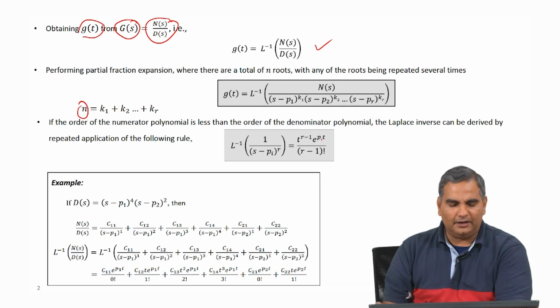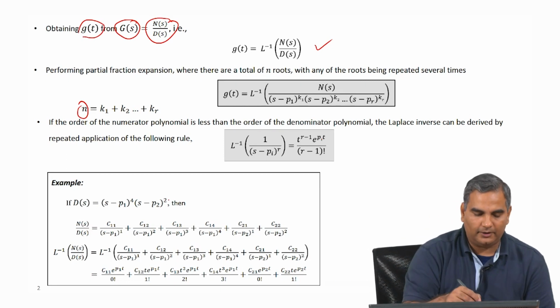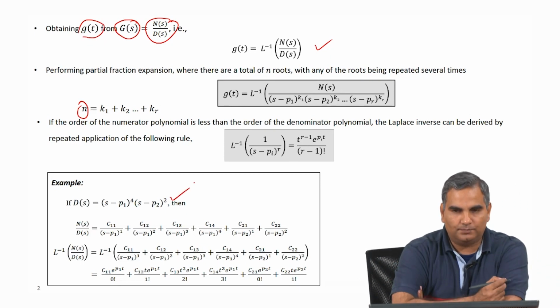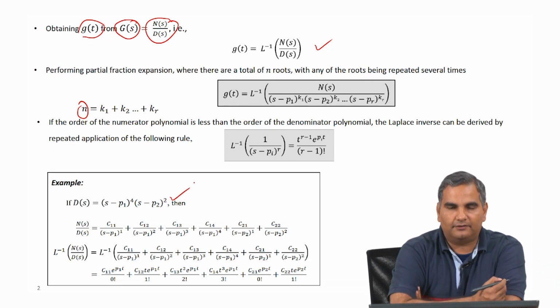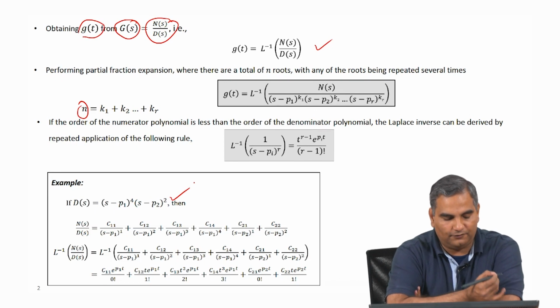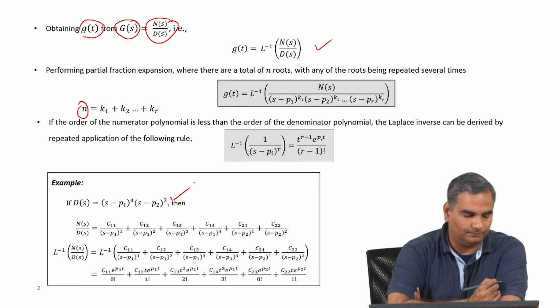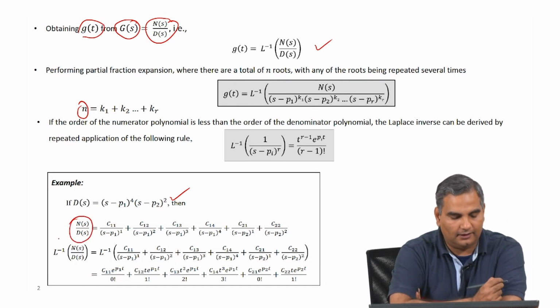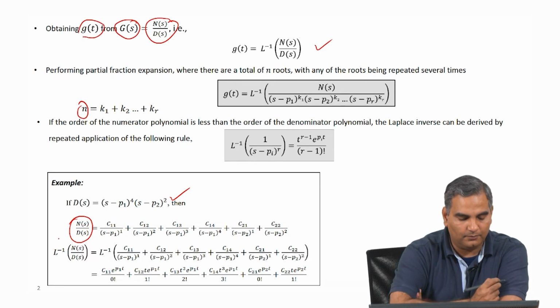Now, let me illustrate this with, let us say, a denominator polynomial. Let us assume it is of this form here, where there are two roots P1 and P2. The first root is repeated 4 times and the second root is repeated 2 times. So, that basically says that this is a 6th order polynomial, which can be written in this form, (s minus p1) to the power 4 times (s minus p2) squared, if we make the leading term 1. Now, any Ns by Ds can be expanded if Ds is of this form like this.